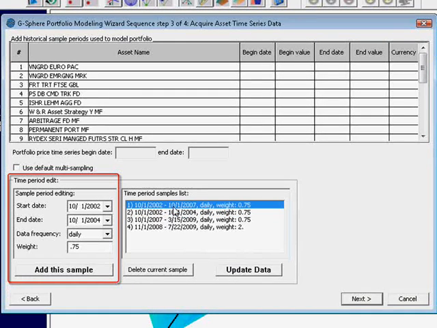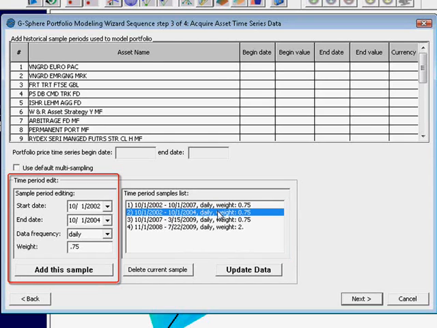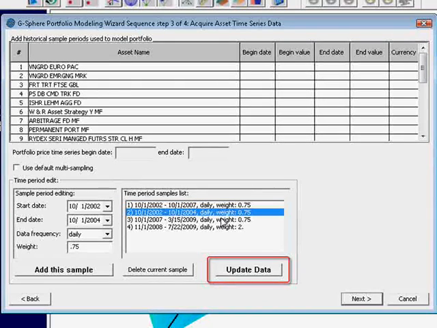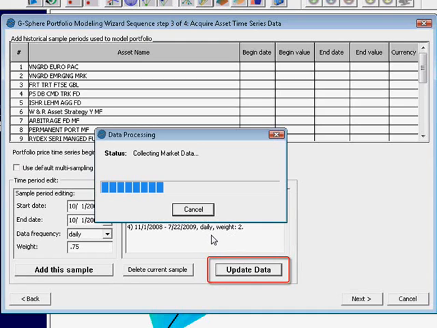The way this works, for each one of these samples selected, G-Sphere calculates a risk, return, and a correlation statistic. And then the final risk, return, and correlation statistics appearing in the next step are simply the weighted average of all these different samples that we've added here.